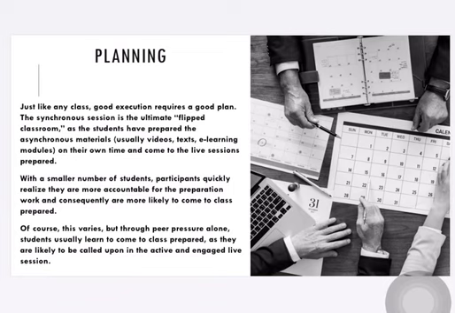In planning, just like any class, good execution requires a good plan. The synchronous session is the ultimate flipped classroom, as the students have prepared the asynchronous materials, usually videos, texts, and e-learning modules, on their own time and come to the live sessions prepared. With a smaller number of students, participants quickly realize they are more accountable for the preparation work and consequently are more likely to come to class prepared.